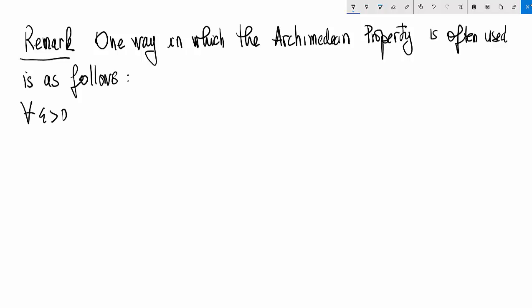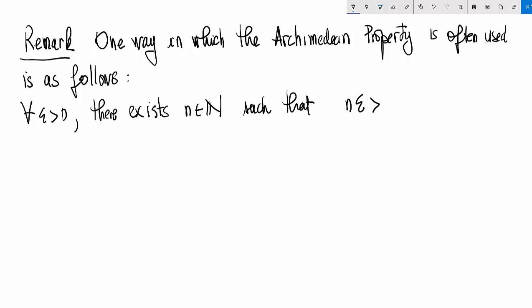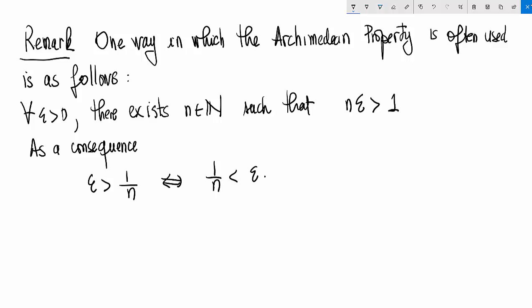Given any epsilon, which is a positive number, and think of epsilon as being a very, very small number, there exists a natural number n such that, by the Archimedean property, n times epsilon is bigger than 1, right? Because here y is 1 and x is epsilon. And as a consequence, epsilon must then be bigger than 1 over n, and this is equivalent to 1 over n being less than epsilon.